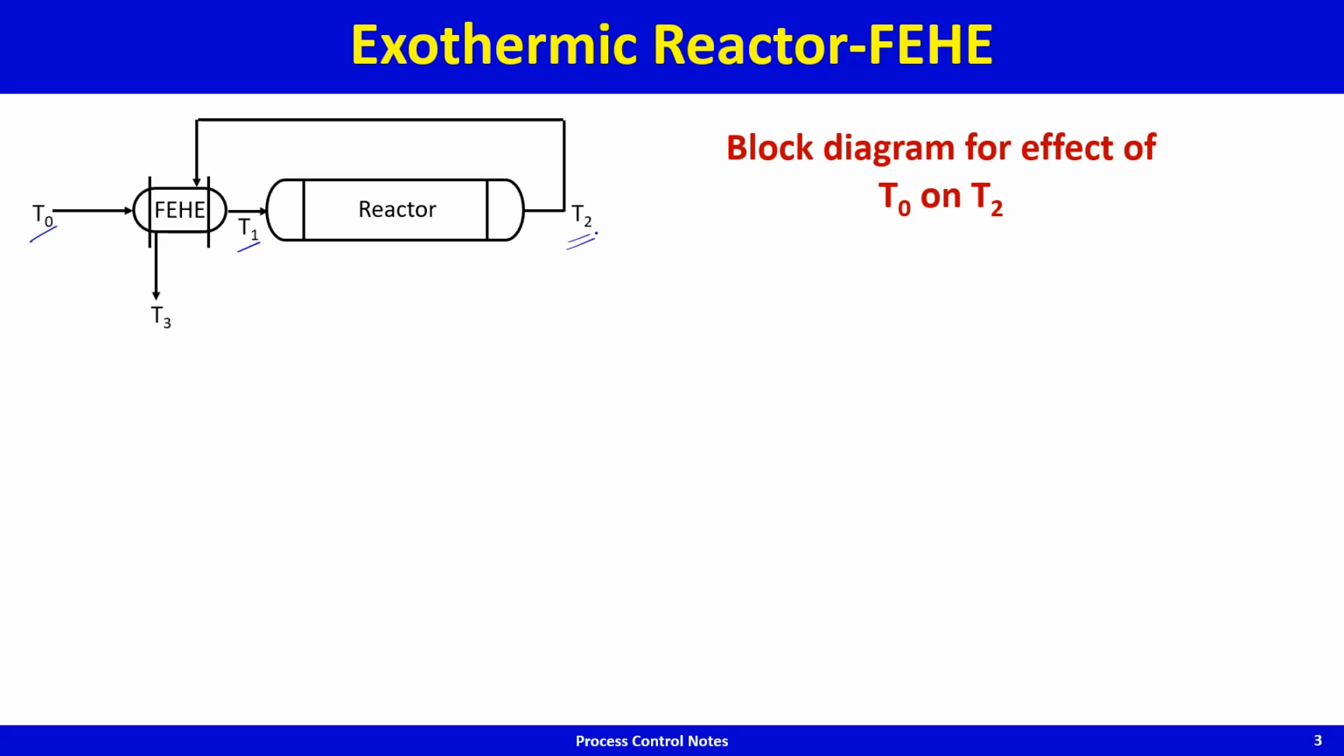If T2 rises, then the hot side of the feed effluent heat exchanger will be hotter, and therefore more heat will get transferred across the tubes of the feed effluent heat exchanger, and therefore T1 will rise further. So again there is this feedback loop due to the energy recycle that's occurring in the feed effluent heat exchanger.